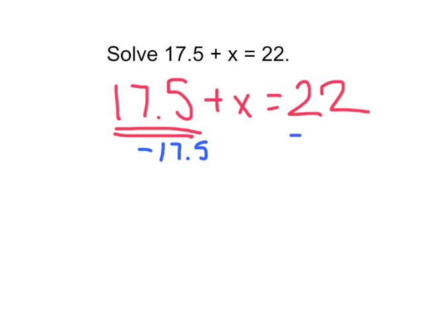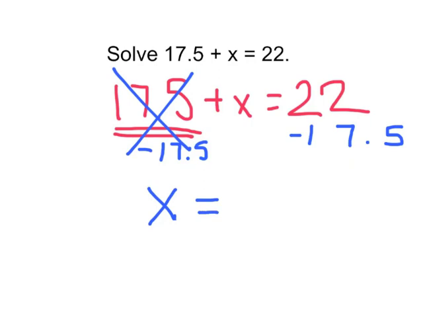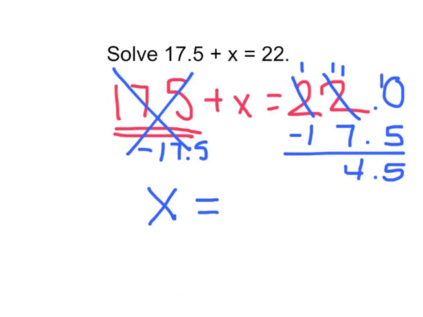17.5 from both sides. On our left side, we have 17.5 minus 17.5. That makes 0. That means there's nothing left there except for the x on the left side, equaling on the right side 22 minus 17.5. So 22 minus 17.5 is 4.5. So x has to be 4.5.